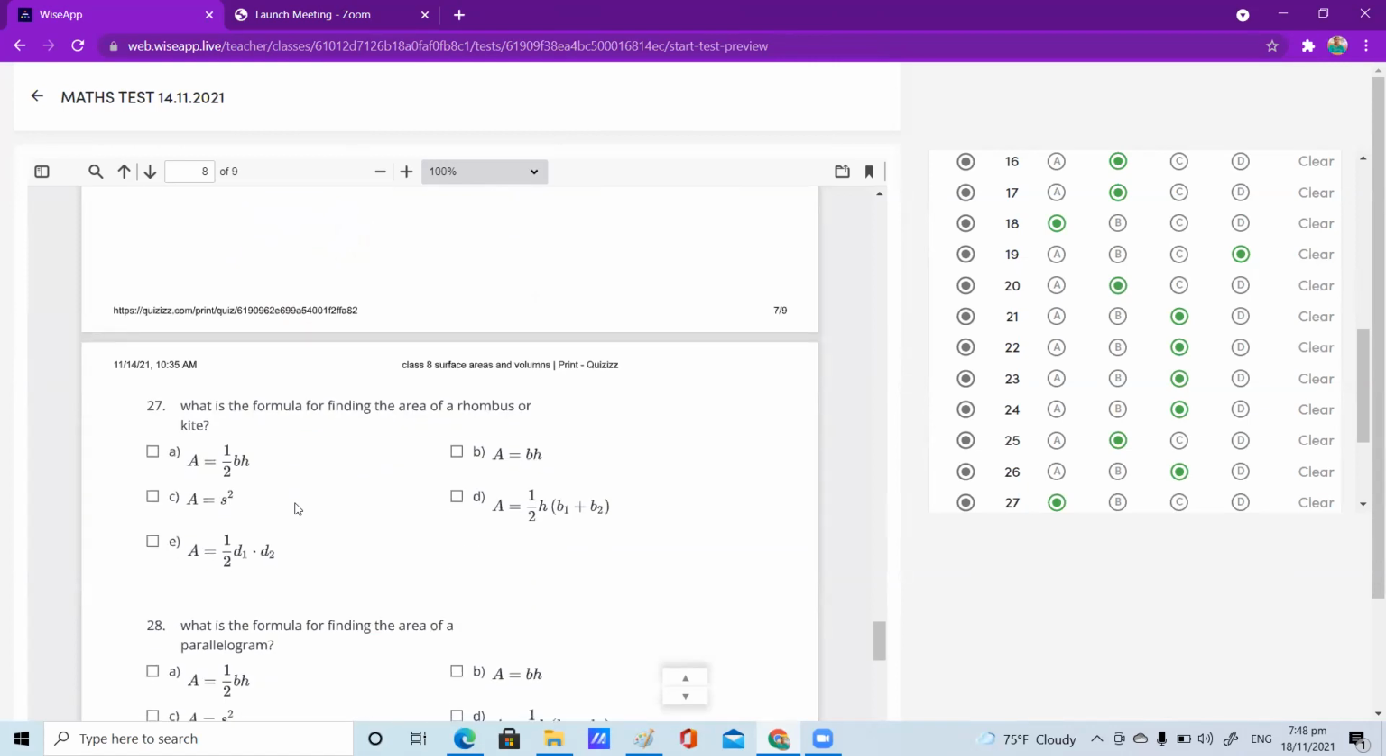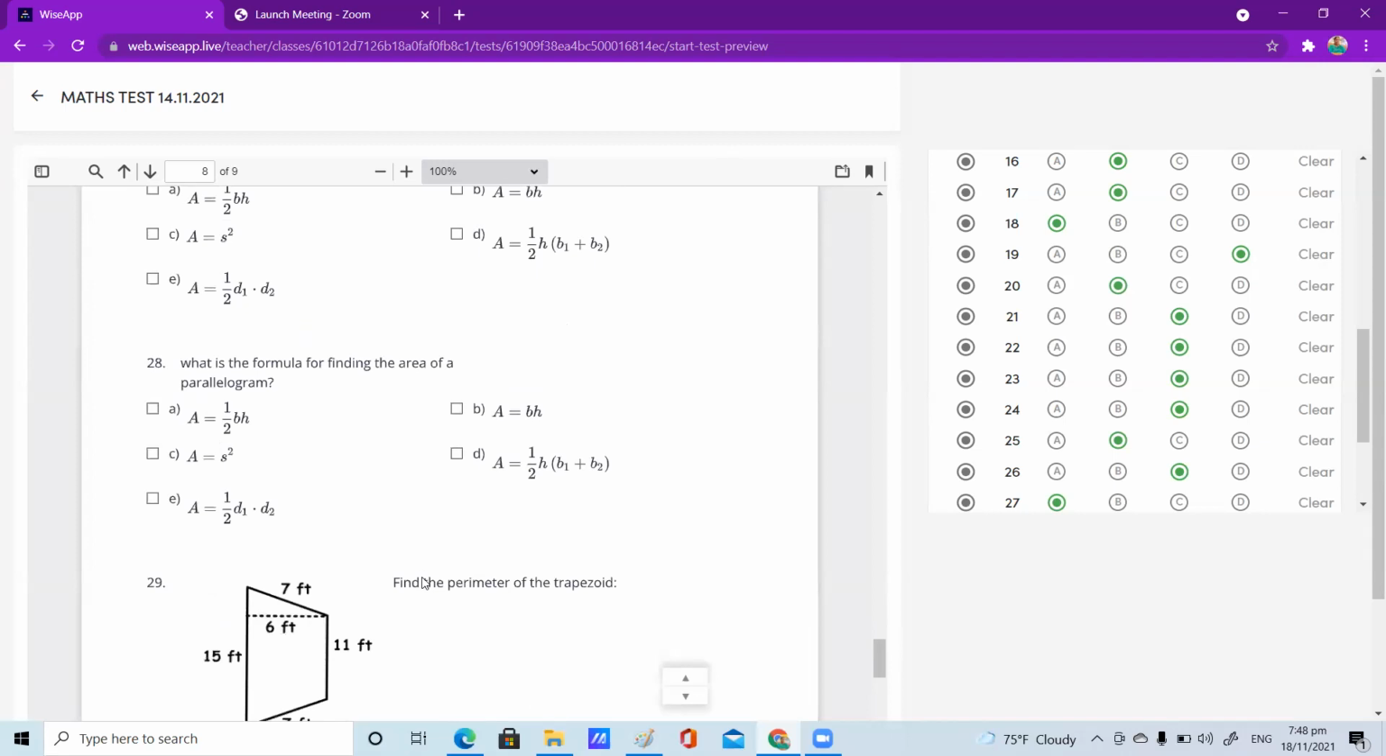Next, coming to the next one, what is the formula for finding the area of rhombus? Rhombus is just what we did. Ma'am, I think there is no option, right? Right. You are good, because I can give one more option here. By mistake it happened. You are correct, children. You are correct.